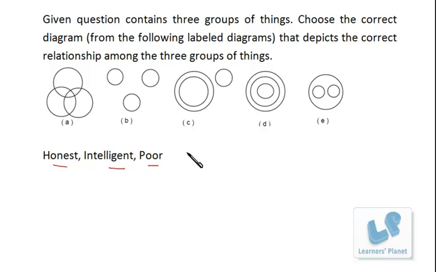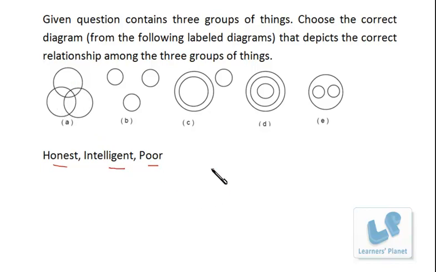Now if they are related to each other, that means a person can be honest as well as intelligent as well as poor, and a person can be honest only, but not intelligent and not poor. So some elements will be common but some will not be common. So this is option A.